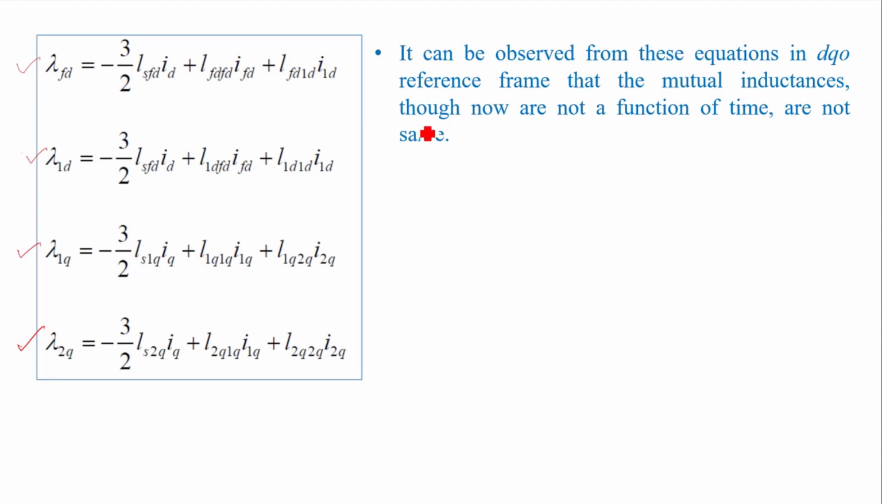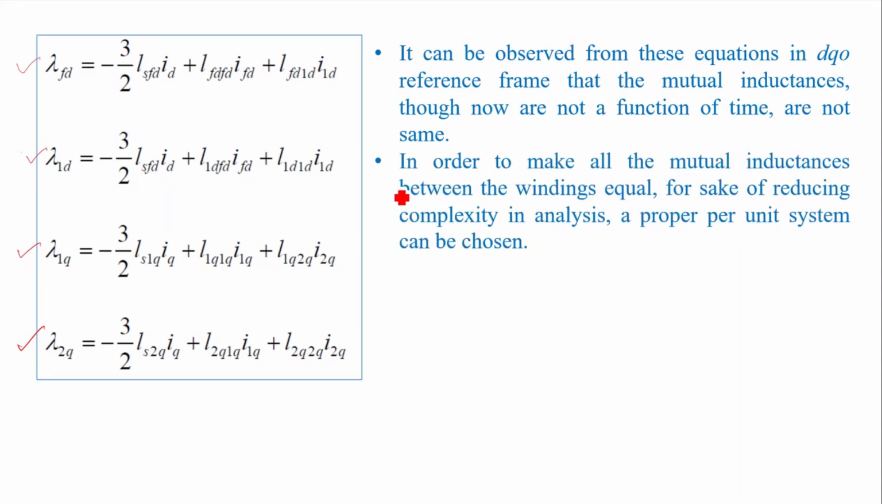So it can be observed from these equations in the DQ or reference frame that the mutual inductances, though now not a function of time, are not the same. You can see here the mutual inductances are actually different. So in order to make all the mutual inductances between the windings equal, for the sake of reducing complexity in analysis, a proper per unit system can be chosen. So by choosing the per unit system, we can make these mutual inductances equal.